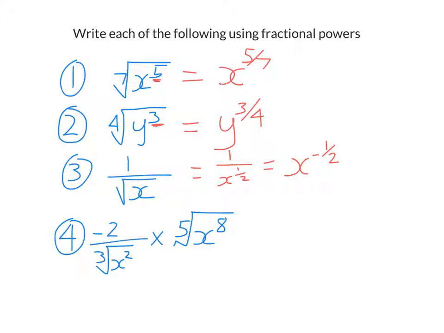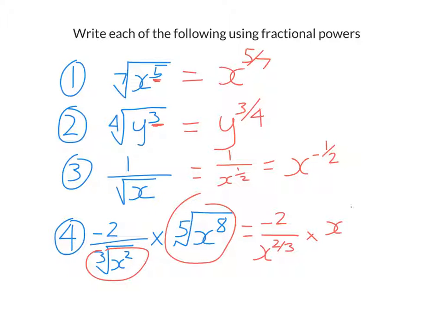So the last one's a bit tricky, have to use a couple of index laws. So it's probably easiest to convert to fractional powers anyway, and then perform the multiplication. So we have minus 2 over, so this thing on the bottom, it would be x to the power of 2 goes on top, 3 on the bottom, and then this one here, it would be x to the power of 8 over 5.